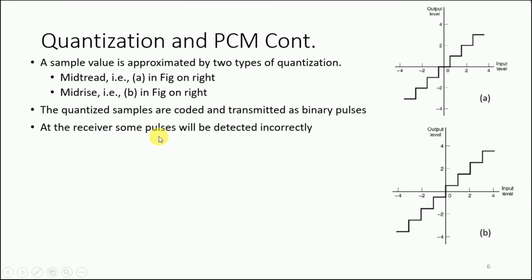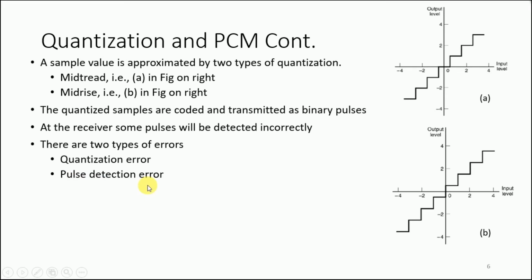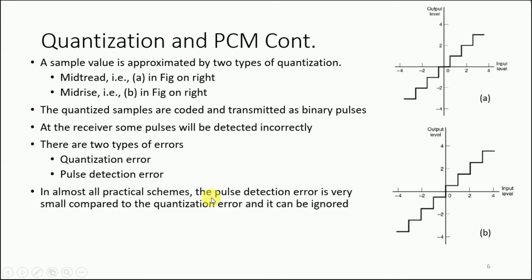At the receiver side, some pulses will be detected incorrectly, and there are two reasons for that. The first one is the quantization error, which is induced because of approximation in the value of amplitudes, and the other one is pulse detection error. The pulse detection error is simply that you have sent bit 1, which is representing +1 volt, but the receiver estimated it to be a 0 bit, that is -1 volt. This is because of the attenuation of the signal over the channel. In almost all practical schemes, the pulse detection error is very small as compared to the quantization error, and the quantization error cannot be ignored, right?